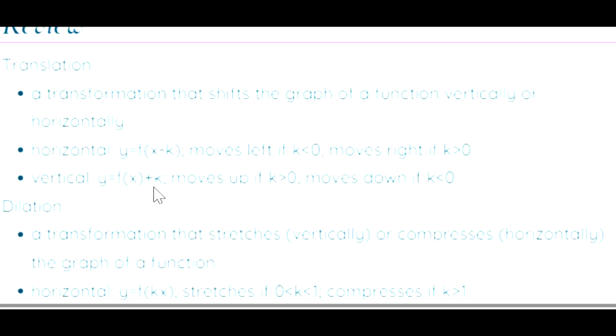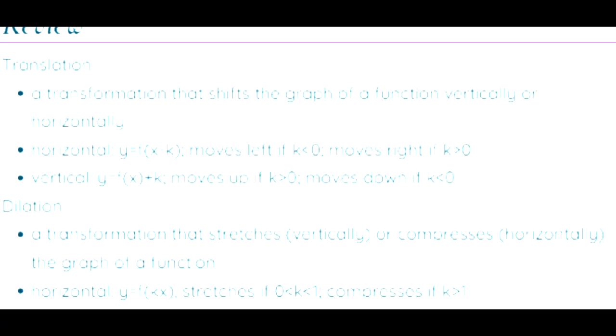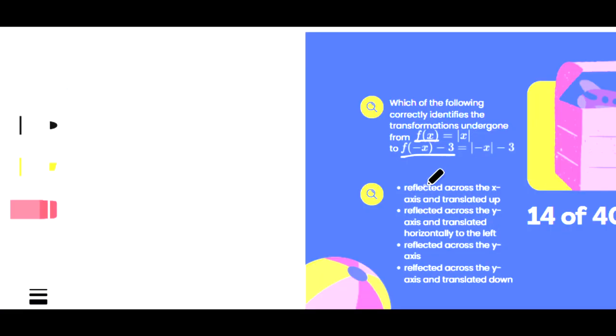This is from that same lesson. Now you can see when you have something that's outside of f of x and it's a minus, so this minus k, it means it's going to move to the left. So we had a horizontal translation. So first we had a horizontal reflection, then we had a horizontal translation. So reflected across, not the x-axis, reflected across the y-axis, and translated horizontally to the left is what we're looking for. We did have a y reflection, but we also had another thing, and it was not translated down. It was translated left. So there's your correct answer for number 14.